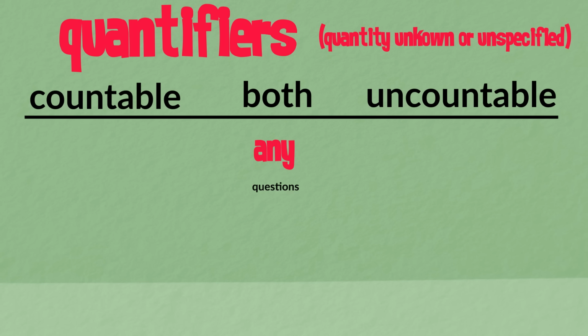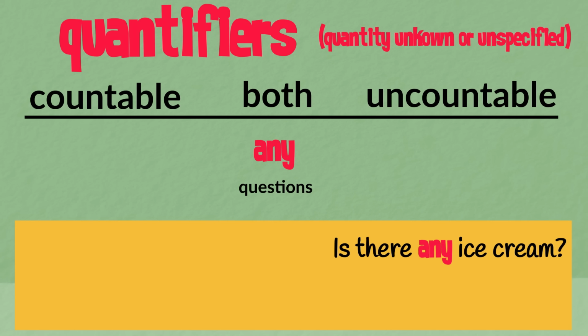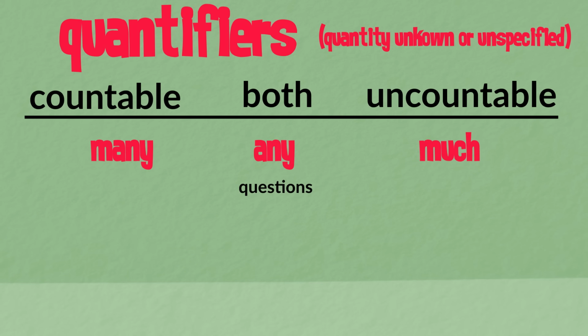Any is also used for questions. Is there any ice cream? Are there any spoons? Many and much are also used in questions about quantity. Many for countable and much for uncountable.